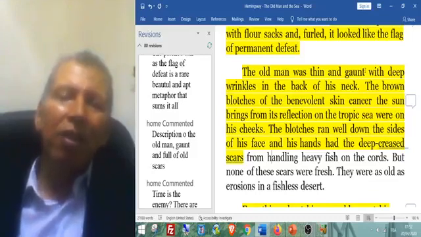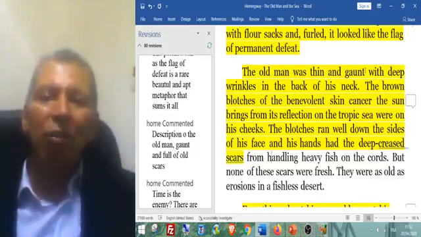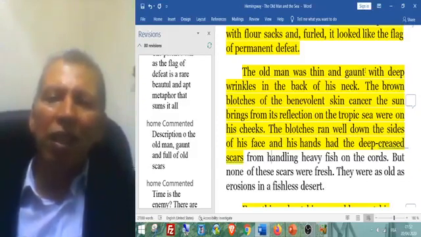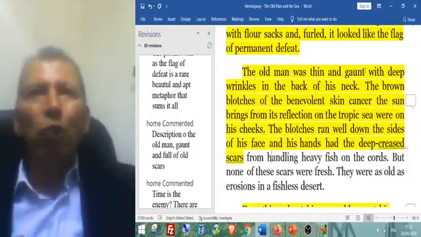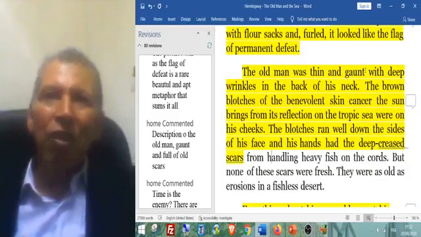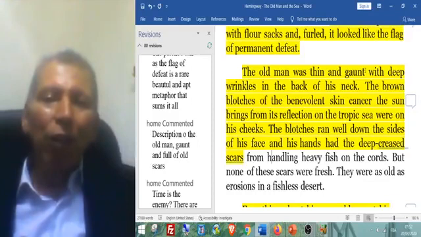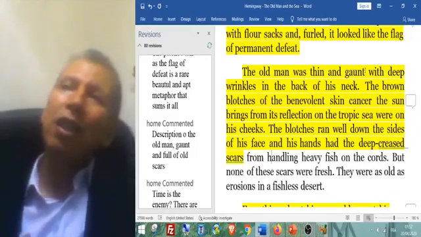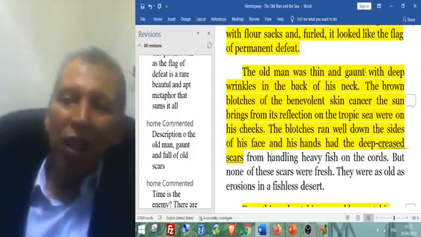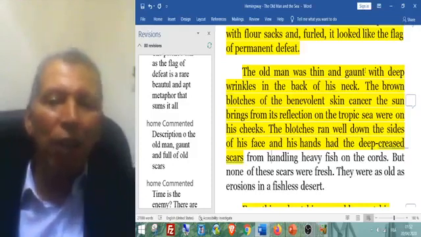He is seasoned. He is accustomed to this kind of situation. The brown blotches of the benevolent skin cancer the sun brings from its reflection on the tropic sea were on his cheeks, meaning he had all the effects of the weather on him, the sun of the summer, the effect of nature, and also the effect of hard work. He's a laborer. He is a hand laborer. He works with his hands. He lives with his hands. He is not a parasite. He's a self-reliant person.